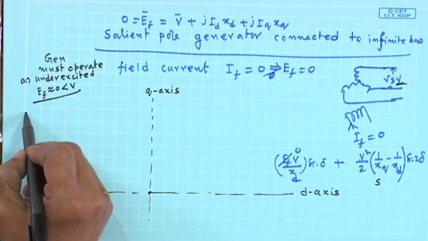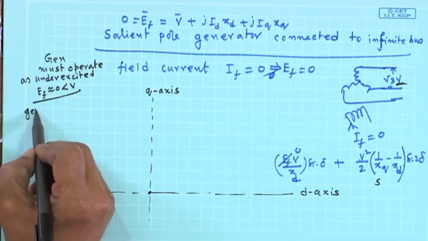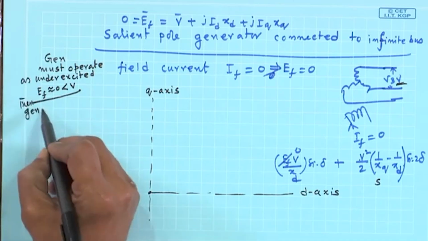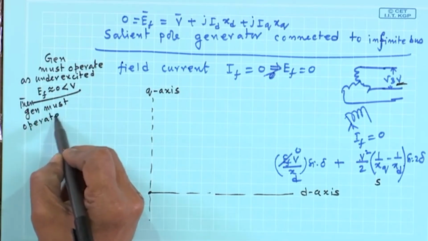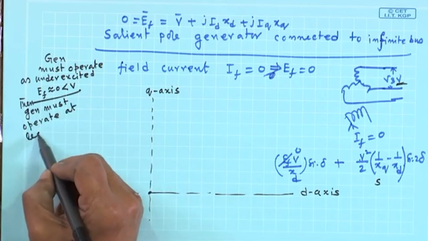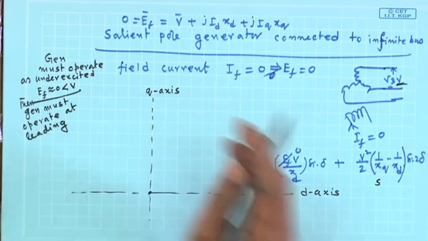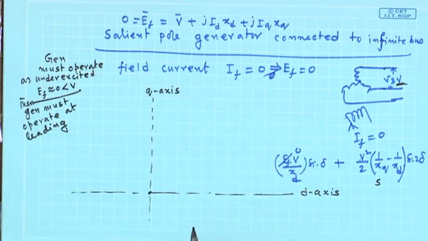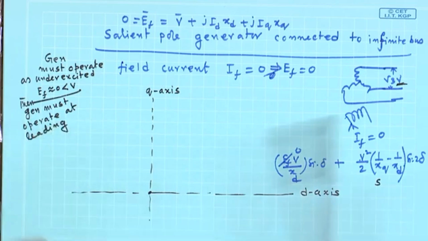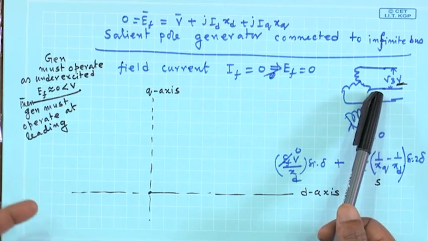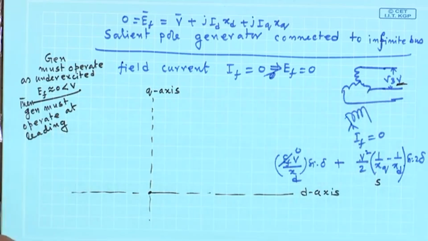Then the generator must operate at leading power factor, nothing doing. Under excited synchronous generator, leading power factor. How do I know it is under excited? I know because EF is 0 and V is finite, connected to the bus. So, this thing must happen.